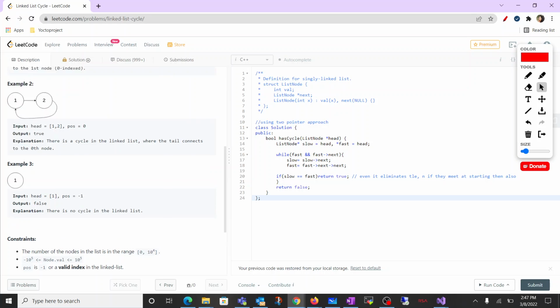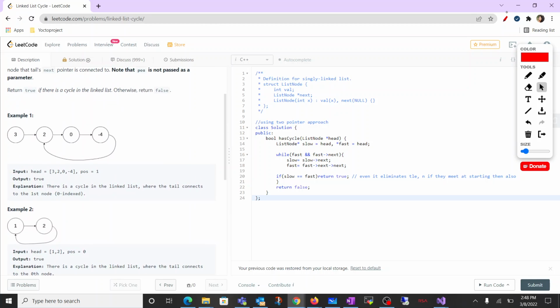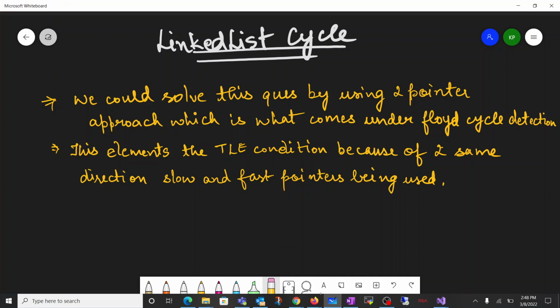So now let's take a look at how we can do it. Before that, let me show you that we could solve this question by using the 2 pointers approach, which comes under Floyd cycle detection. Basically, Floyd cycle detection is an algorithm in which we use 2 pointers. One pointer is the slow pointer and the other pointer is the fast pointer.